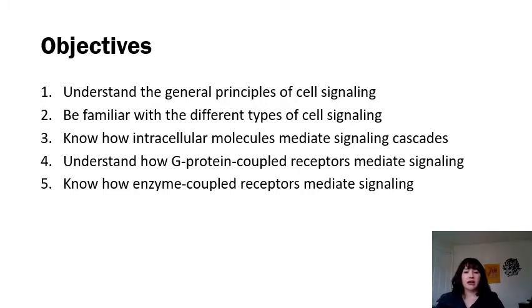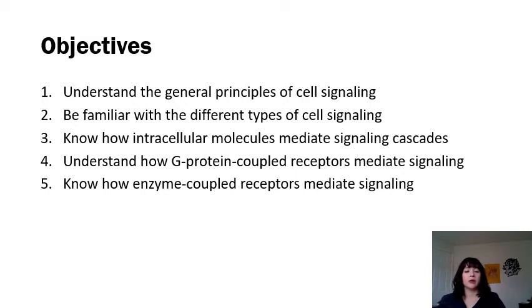Next, we're going to talk about G protein coupled receptors. This is a class of receptors, protein receptors, that are the beginning of a signal coming from outside the cell to being transmitted in. And so you'll need to know all the different parts of that signaling pathway.